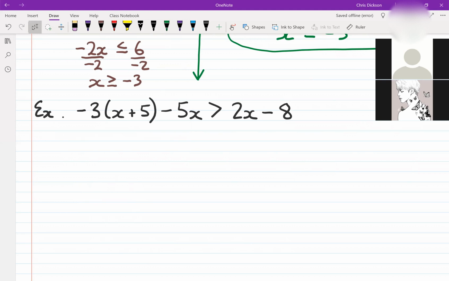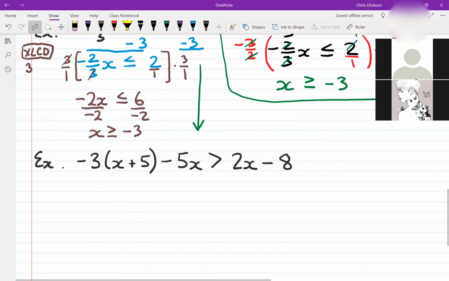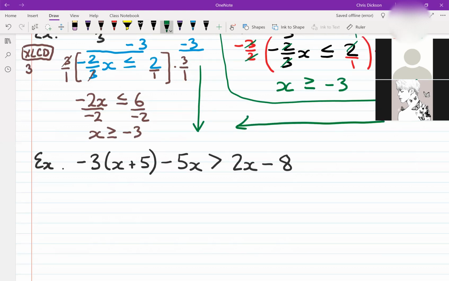Oh, actually, I did say put it on a number line, didn't I? So let's put it on a number line. So we put a dash here at negative 3. And now we have to decide, are we going to be using a closed circle or an open circle? Well, closed circles are used when we have equals. So it means it can be at that location. So you could be there.